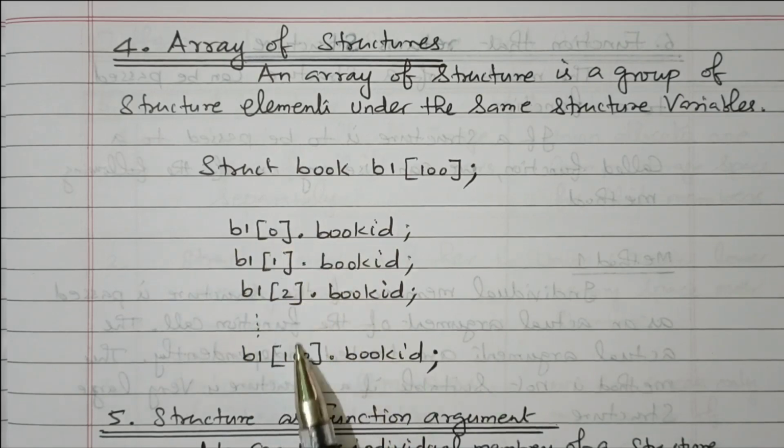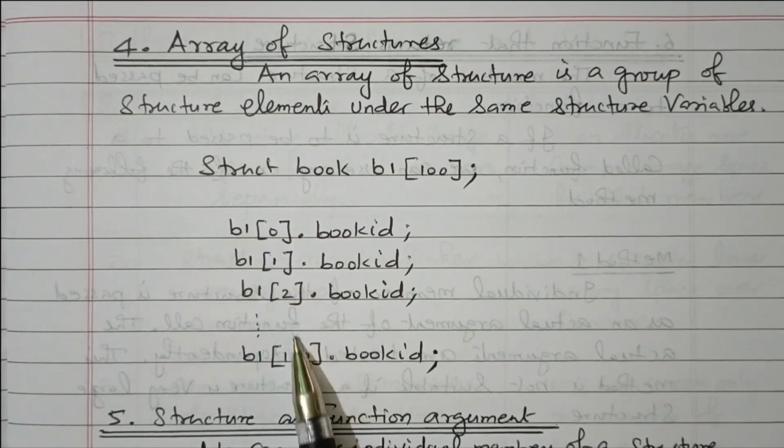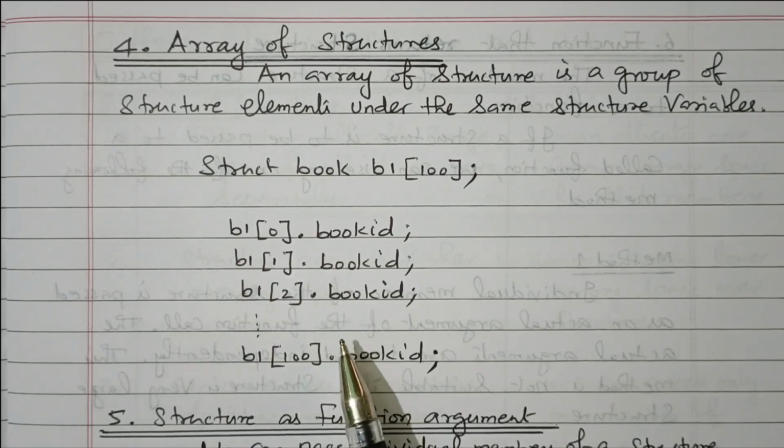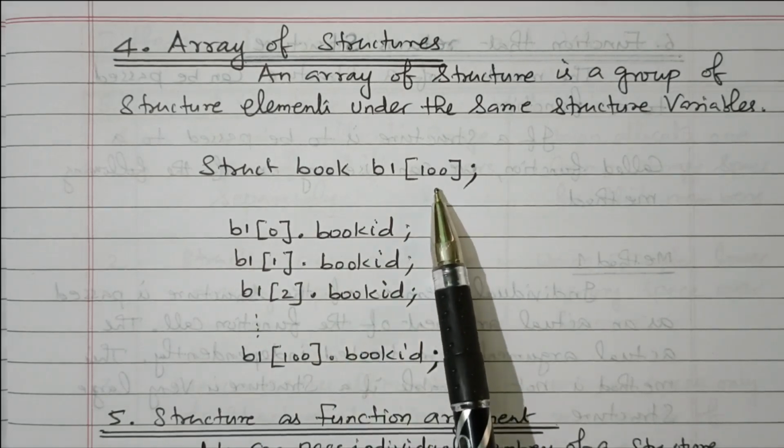So the array index is varied, right? b1 is the same, but the array index is varied. 0 means first book, 1 means second book, 2 means third book. Like that we can go up to 100, that is 99, right? The 100 books can be varied. So by varying the array index we can easily identify which book we are referring to, right? So for a few books we can use the earlier method. For N number of books we can use an array of structures.